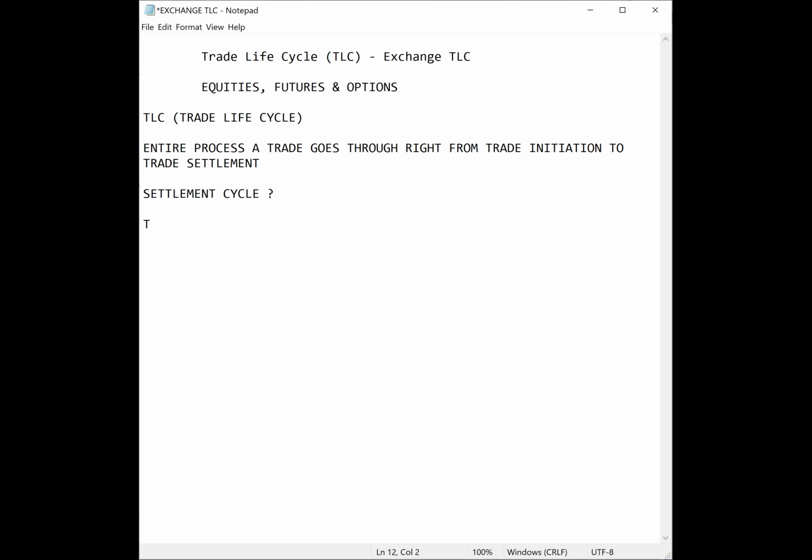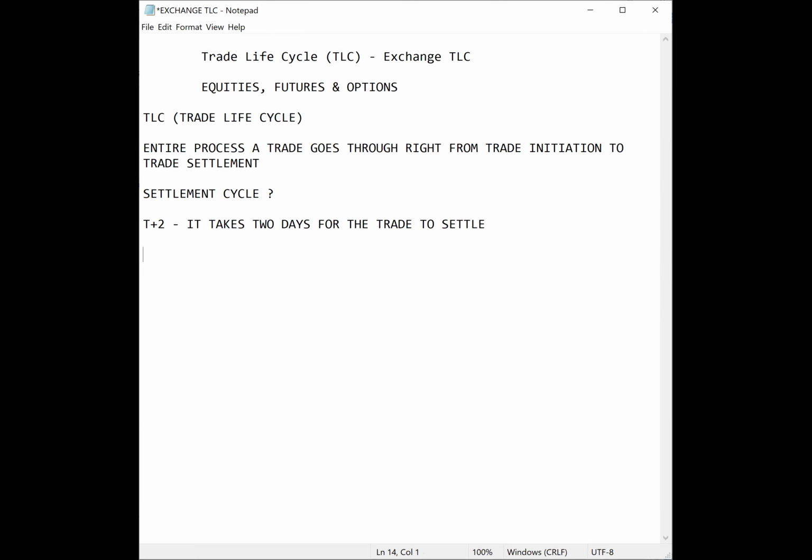Have you heard about T+2? Yes, sir. Okay. What does it mean? Settlement happens 2 days after the trade is initiated. Yes. So T+2 means it takes 2 days for the trade to settle.